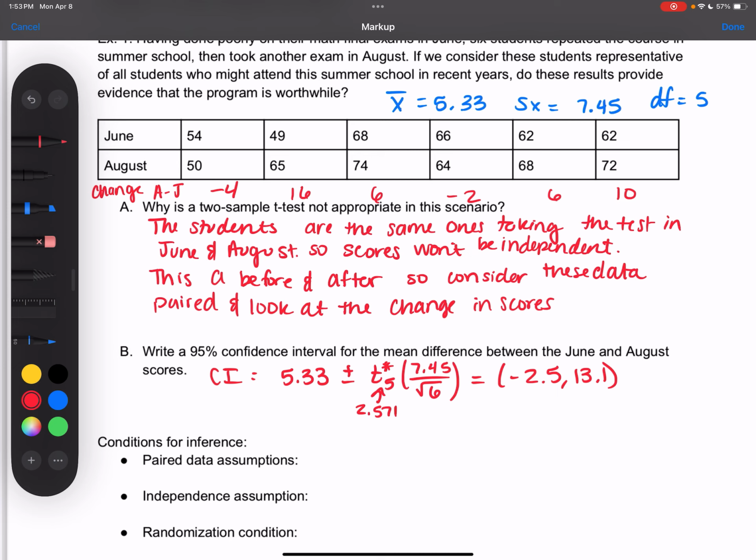What do we notice about this? It includes negative values, which means that 0 is included, which could be a problem, right? So notice that 0 is in the interval. That could be bad. So, oh no.